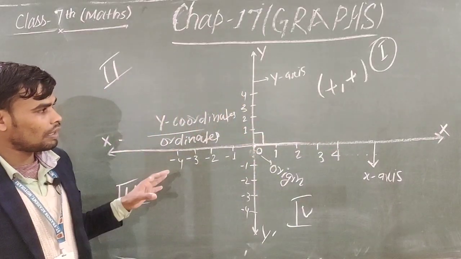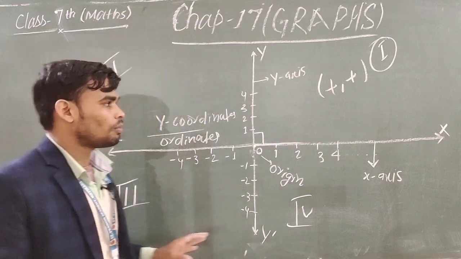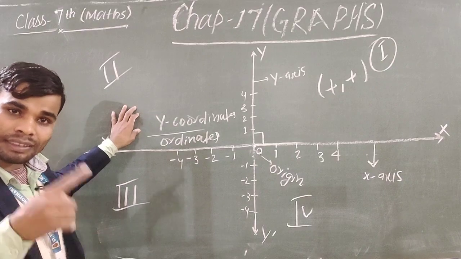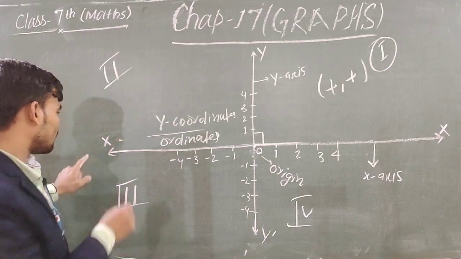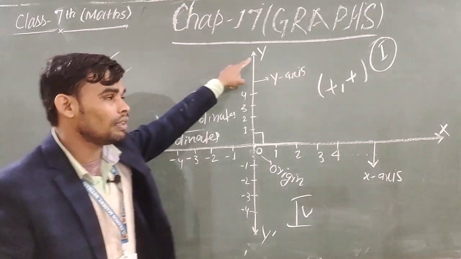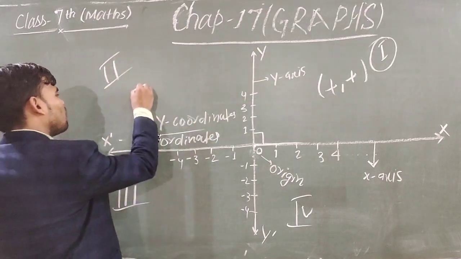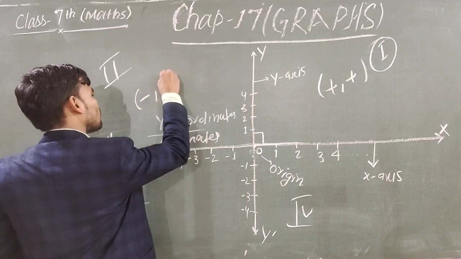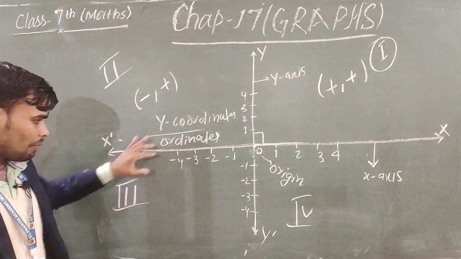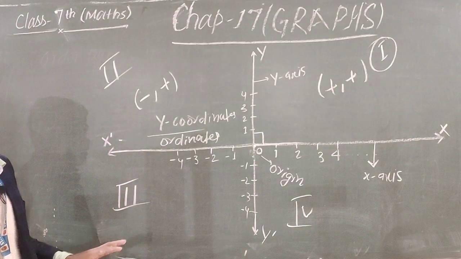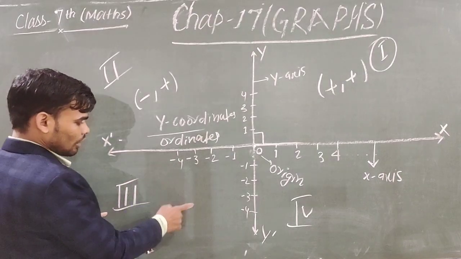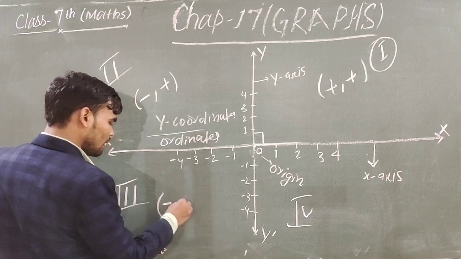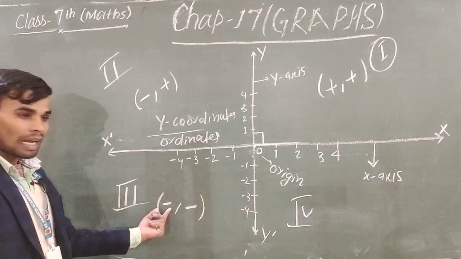If any point is in the first quadrant, its sign will be plus plus. If any point is in the second quadrant, firstly we talk about x then y. So in the second quadrant, x dash represents negative and y represents positive, so its sign will be minus comma plus. If any point is in the third quadrant, which is formed by negative x and negative y, its sign will be minus minus.